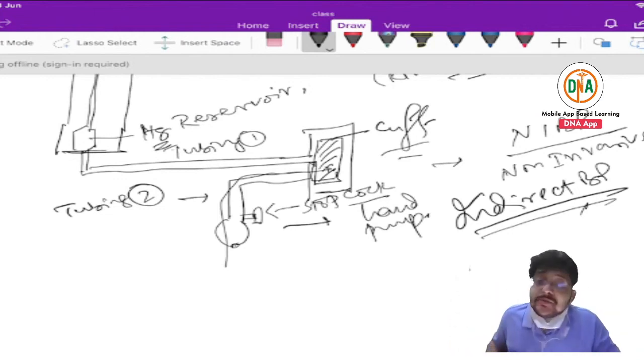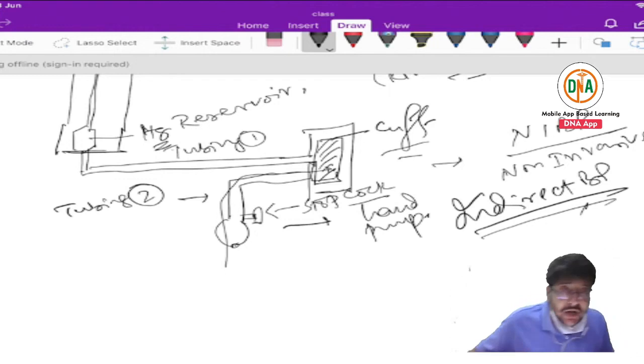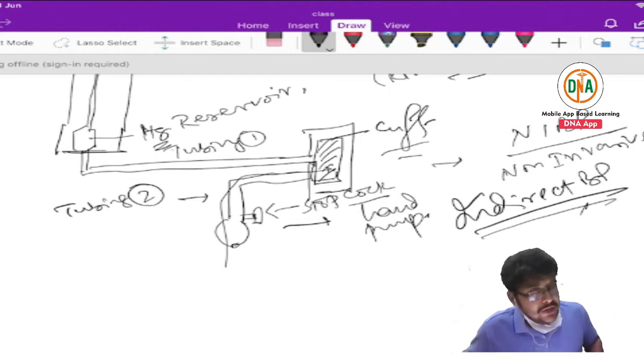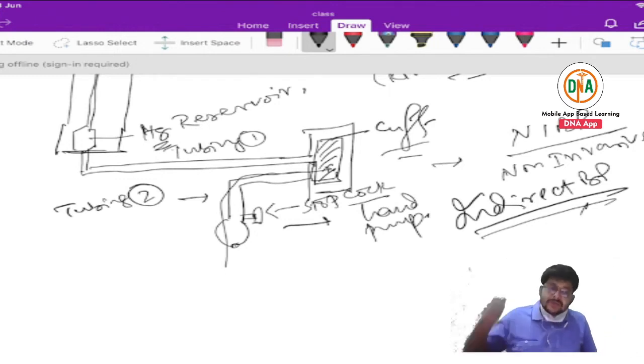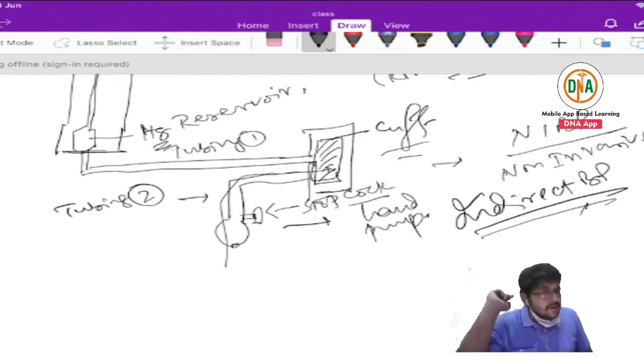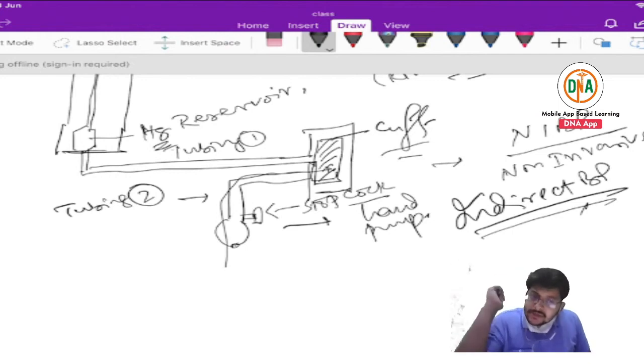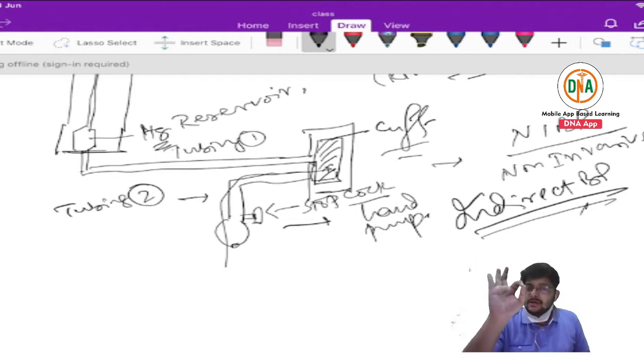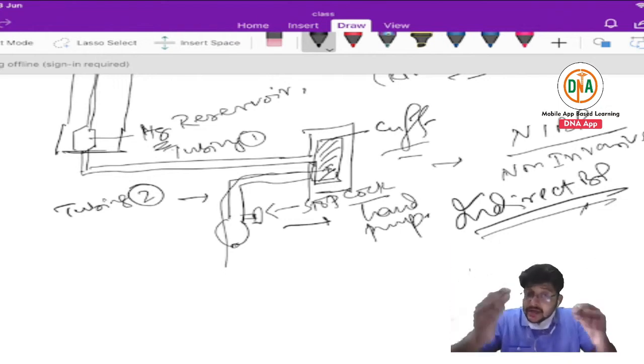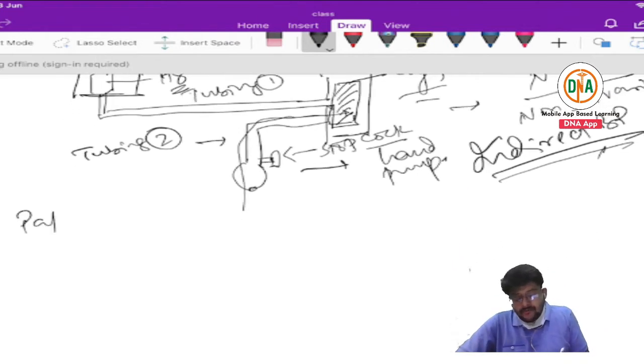The second thing which I have seen is that most students don't have a proper idea of how much we should pump. Some say 150 millimeters of mercury, some say 180. Okay, I take your 150 millimeters of mercury. If a patient has 200 millimeters of mercury, can I measure the BP? I cannot. So we need a particular landmark or reference range when we are measuring BP. Here comes the next point: there are various ways by which we can measure BP.